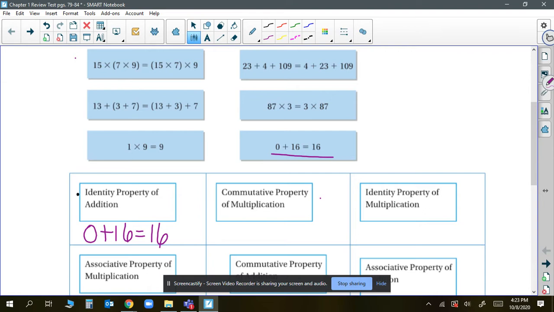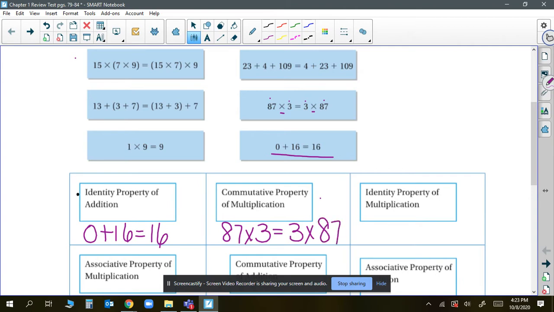Remember that the commutative property means that if you flip-flop the numbers, if you change the numbers around, no matter how you change them, you're still going to get the same answer. Okay, so when we look up top here, remember it has to have multiplication in it. And look what they did. They switched the 87 and the 3. So 87 times 3 equals 3 times 87. So that is going to be our answer for this one.